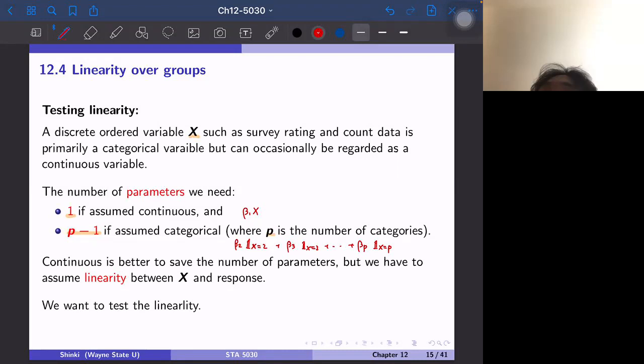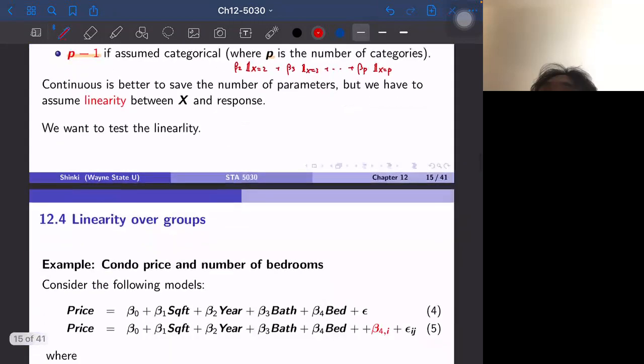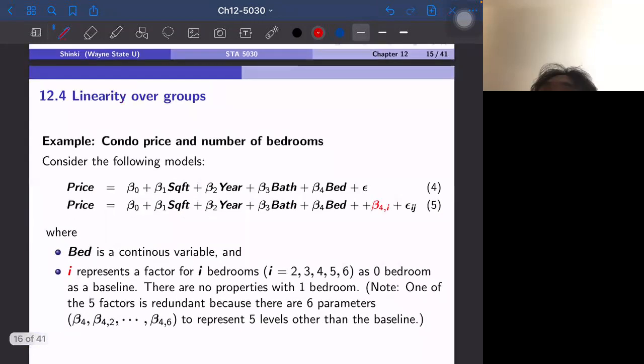Continuous is better for saving the number of parameters, but we have assumed linearity, so it's less flexible. So we have a trade-off between these. Think about these two models. We want to see the price of a house, and the predictors are square footage and year. These are linear predictors, but the number of bedrooms isn't necessarily a continuous variable.